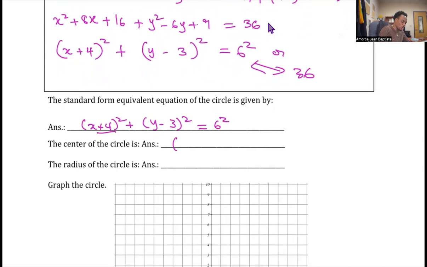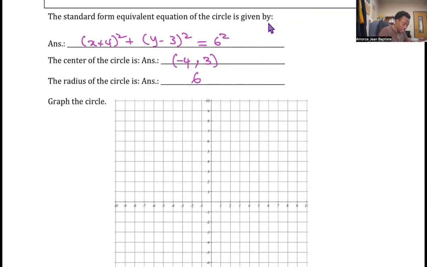Center is, that's negative 4, switch the signs. That's positive 3. And then the radius is 6. So look for negative 4, positive 3 here. That is the center here. Negative 4, positive 3. The radius is 6. 1, 2, 3, 4, 5, 6. So we have a point here. 1, 2, 3, 4, 5, 6. And that is also 6. Also 6.